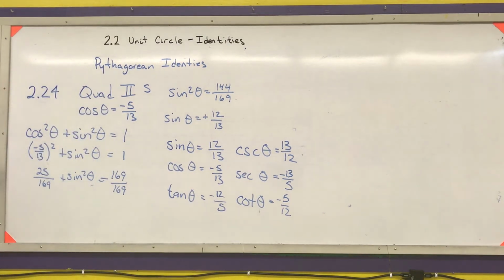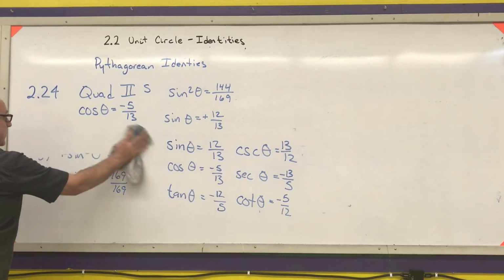So if I know the quadrant of an angle and I know the value of one of its 6 trig functions, I can come up with the values of the other 5 trig functions. The first 2 examples I did were using the first Pythagorean identity. The next one I'm going to use is the tangent and secant Pythagorean identity.